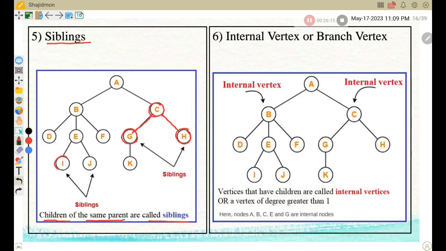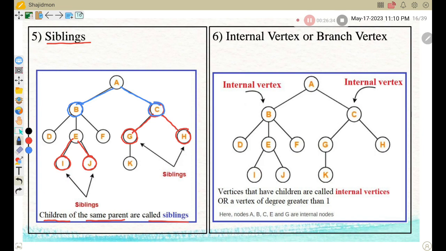For example, I and J are siblings because their parent is the same. E is the parent, correct. Same like that we can take many from here. For example, if you are taking B, who is the sibling of B? C, correct, because they are children of the same parent. So that is the meaning of sibling.